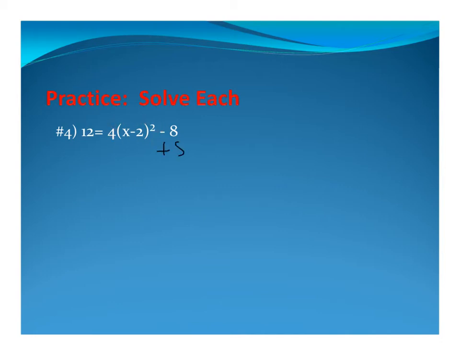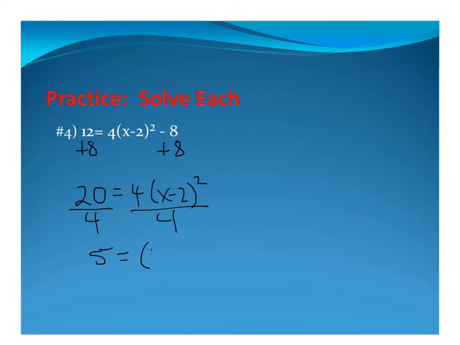Let's start by adding 8. So I get 20 equals 4 times x minus 2 squared. I want to get the squared part alone, so I'm going to have to divide by 4. And I'm left with 5 equals x minus 2 squared. Now I want to take the square root so I can get rid of the squared part, and I'm left with x minus 2 equals plus or minus the square root of 5.